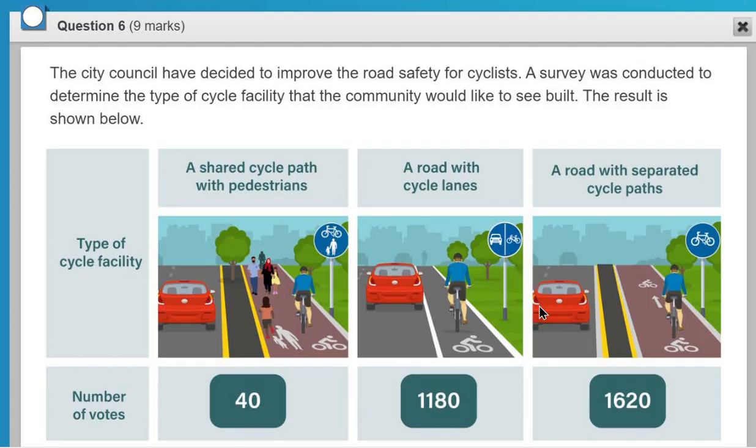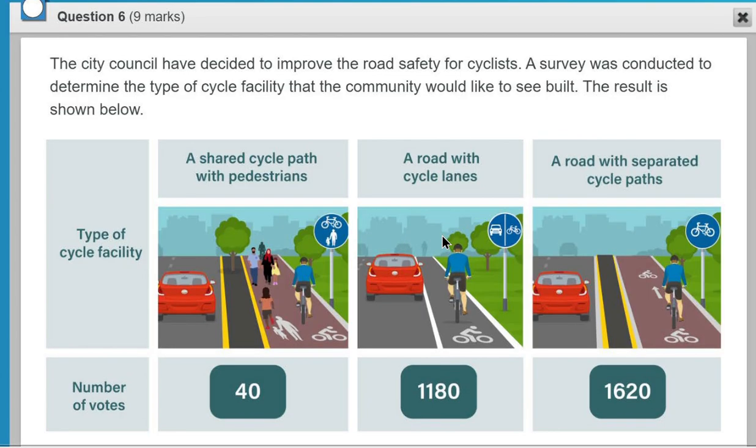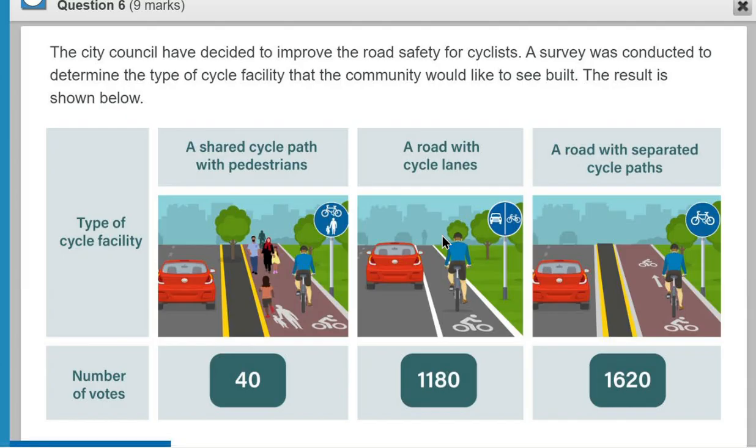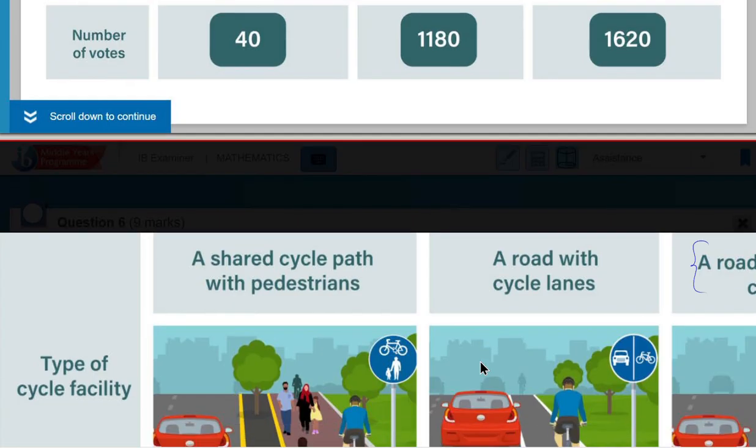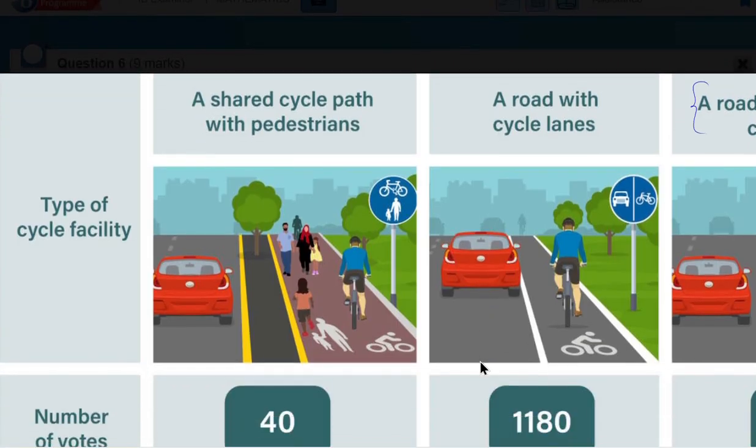Okay, there was a lot of algebra in this one, I noticed. The city council has decided to improve. Okay, just leave it. There's no need to read all of that. Number of votes 40, 1180. Okay, this looks like a statistics question.